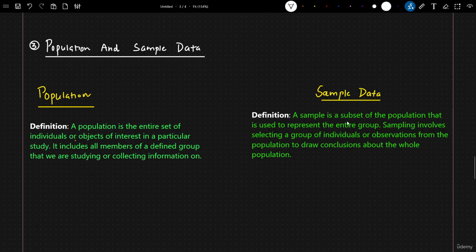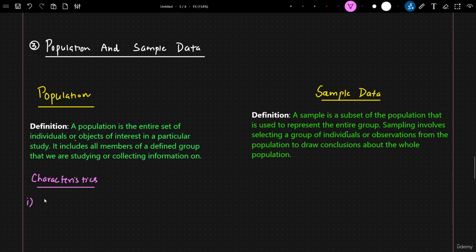Similarly, sample data is nothing but a subset of the population that is used to represent the entire group. Sampling involves selecting a group of individuals or observations from the population to draw conclusions about the whole population. Okay, now let me talk about some amazing characteristics of this population. So here we are going to consider some characteristics.